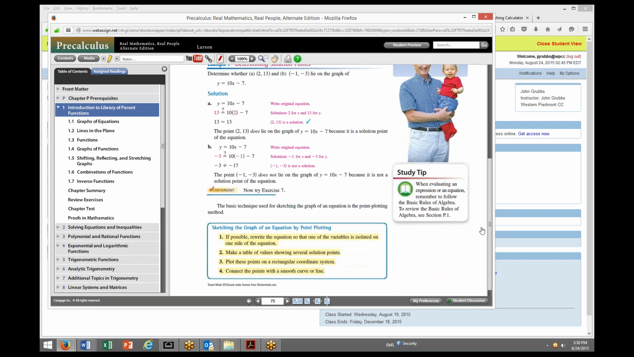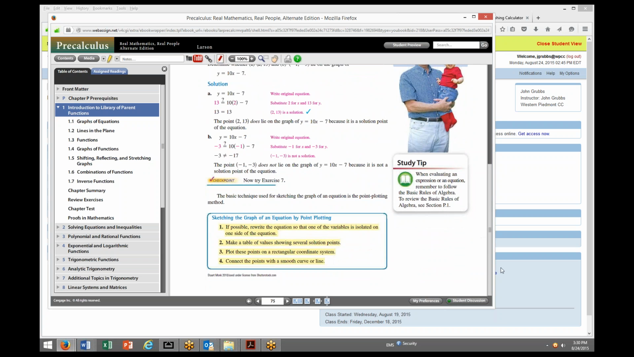And we've just been talking about determining solution points for graphs and all. And down here at the bottom of this page, I just want to show you this box. This could be helpful to you. Sketching the graph of an equation by point plotting. If possible, rewrite the equation so that one of the variables is isolated on one side of the equation. Make a table of values showing several solution points. We just did that for y equals 2x minus 4.